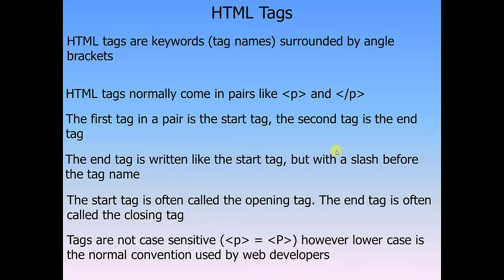Tags are not case sensitive. So if you put a lowercase p inside the angle brackets, that's going to have the same function as an uppercase p inside the angle brackets. However, lowercase is the normal convention used by web developers. So that's what I always do, and that's what you should always do. Use lowercase unless explicitly said, like the doc type thing. Other than that, everything should be lowercase, which I love because I hate using uppercase.